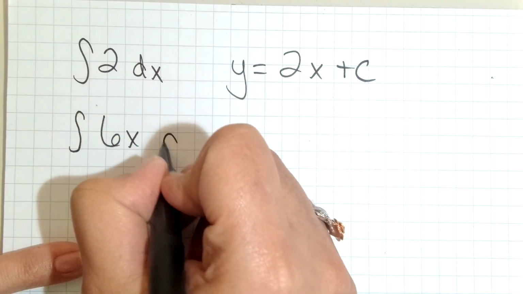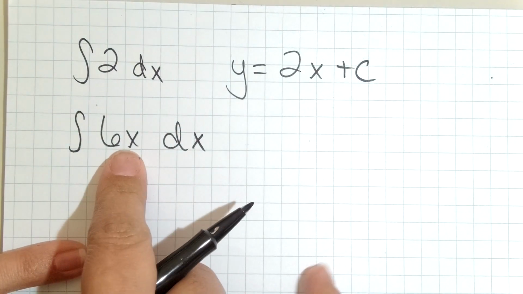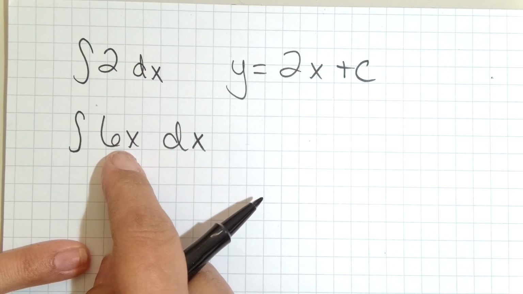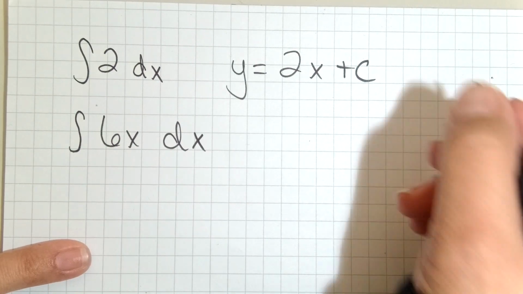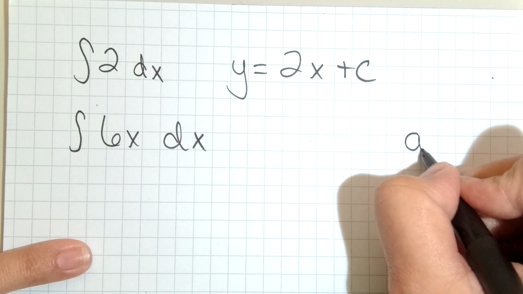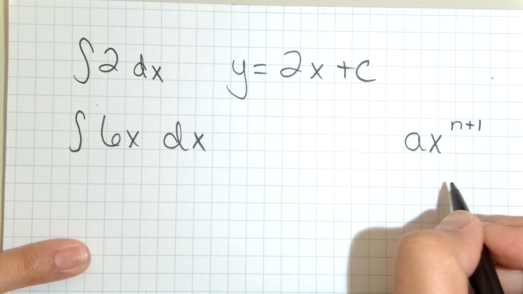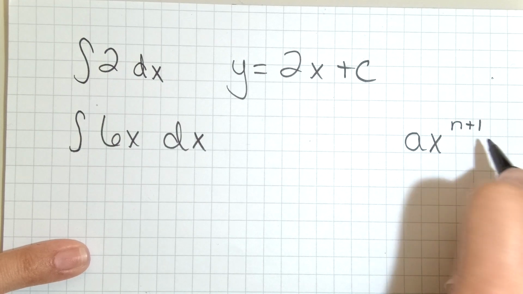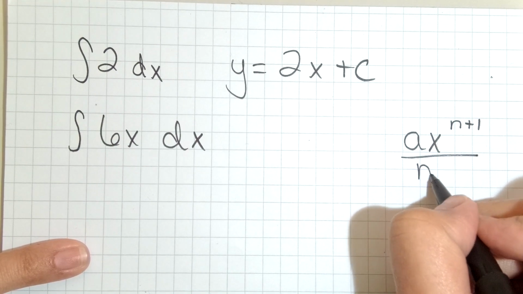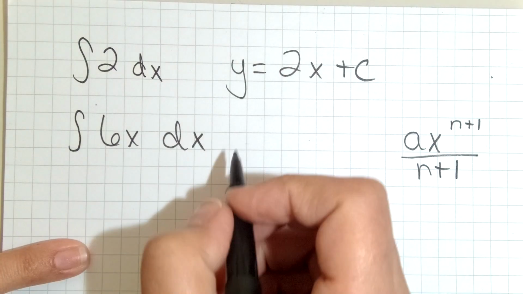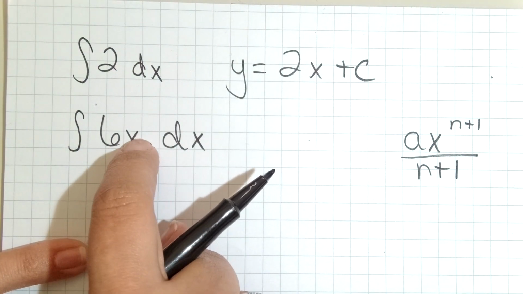What's the next one? 6x? Yeah, 6x. Okay. What rule is this? Power rule. What does the power rule say I have to do? Plus 1. N plus 1. What's n stand for? The exponent. The exponent over exponent plus 1. n plus 1, the exponent plus 1. I heard somebody say it.